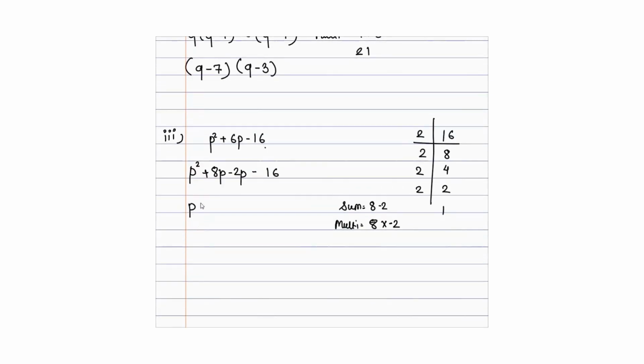P will be taken as common, and here p plus 8. From here minus 2 will be taken as common, and this will be again p plus 8. From both of them, p plus 8 will be taken as common, and this will be p minus 2, right? And this will be our answer. This is how we have to solve the questions, and I hope you understood all the questions well.